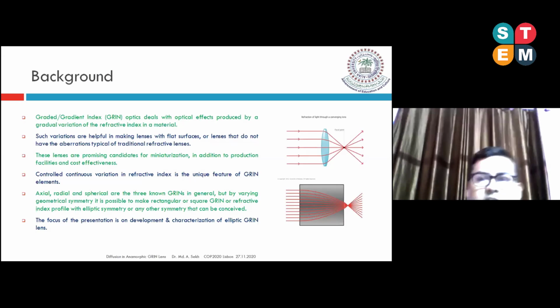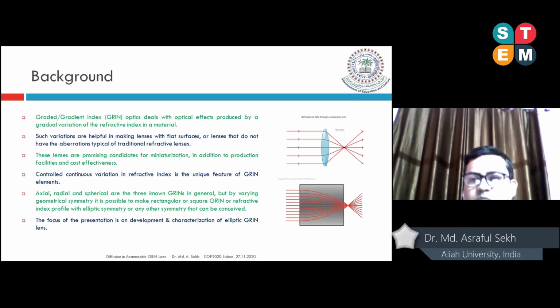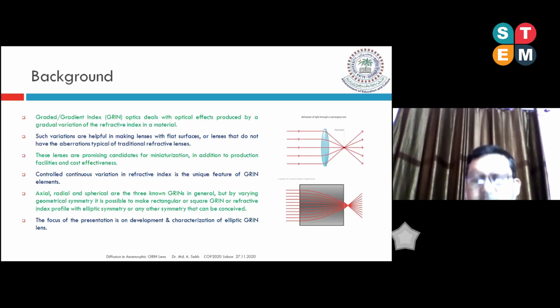A little bit about the background. As you see, two lenses are shown over here. One is the conventional lens. As you all know, its function is to make images with the help of converging, diverging, whatever is required. But the focusing is implemented with the help of the curvature of the lens itself.